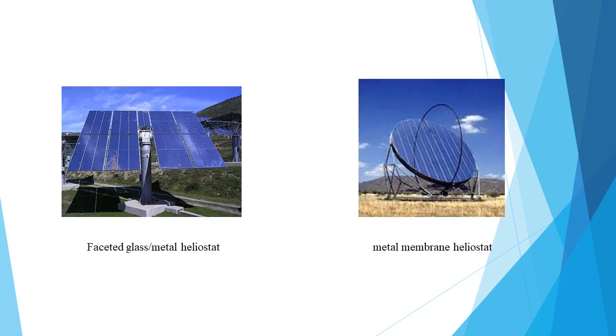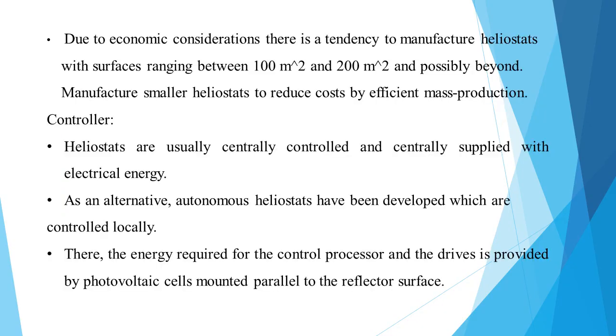This is the faceted glass metal heliostat. The second picture shows the metal membrane heliostat. Due to economic considerations, there is a tendency to manufacture heliostats with surfaces ranging from 100 square meters to 200 square meters and possibly beyond. Manufacturing smaller heliostats reduces cost by efficient mass production.